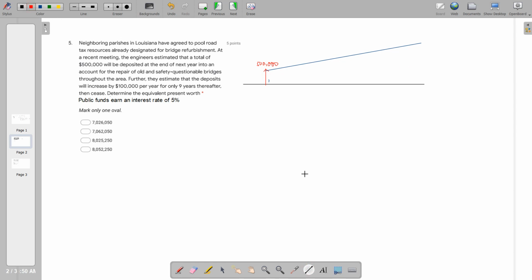Okay. So we will add 9 to that. So from 1, there will be 9 more years, so there will be a 10th year here with an increasing gradient of $100,000. So we have here 100,000. So here, we will just apply the formula for the gradient. So what is the formula? Present worth is what we are getting here.